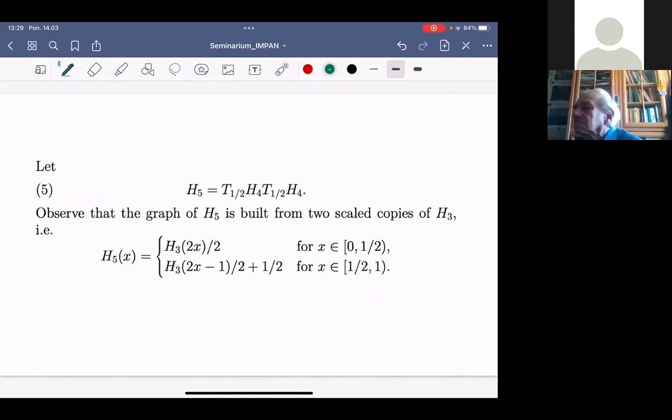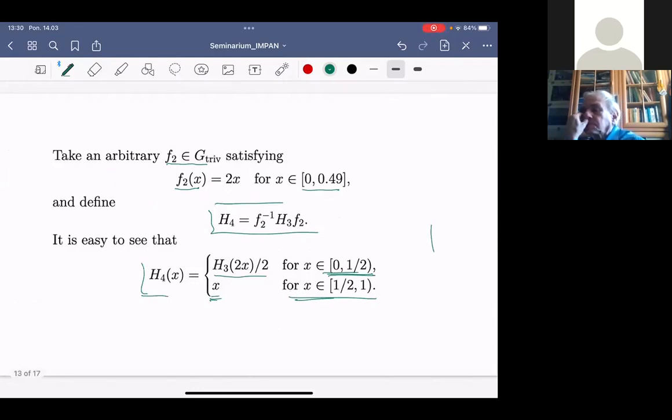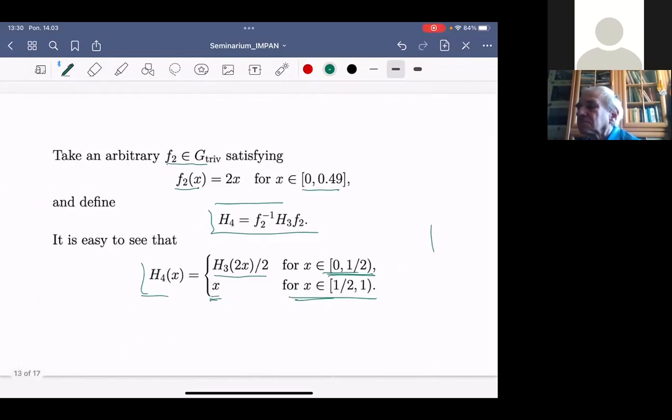namely, we take H4, rotation by 1/2, H4 and rotation by 1/2. So we take this function, rotate by 1/2, take H4, so we will have identity then, and 1/2. So in this way, we obtain this function.